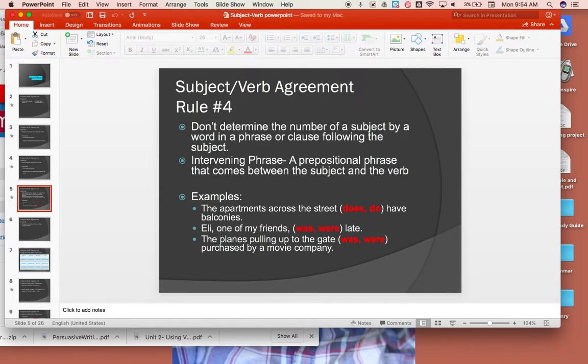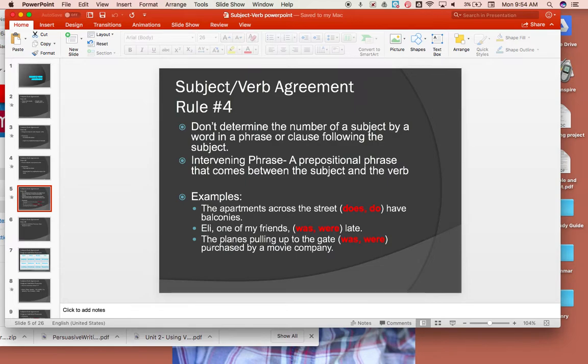Eli, one of my friends. One of my friends is a clause or a phrase in between my subject and my verb. My subject is Eli. Eli is singular, so I'm going to choose a singular verb. Was is singular. It ends with an S.